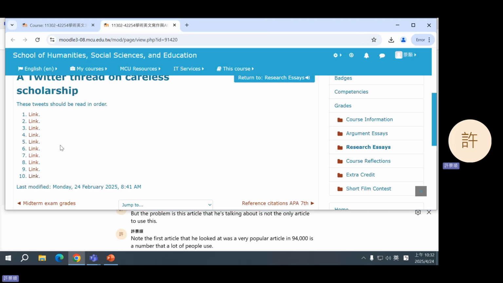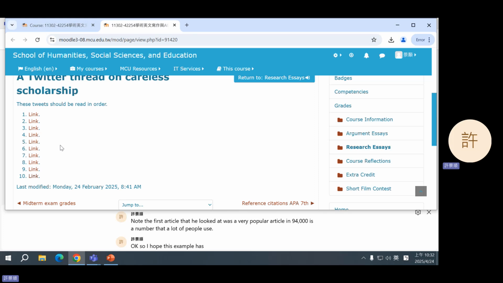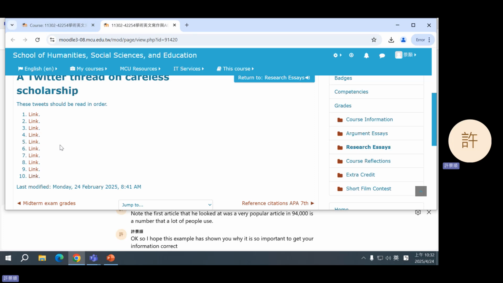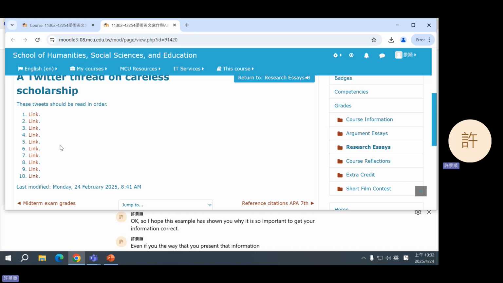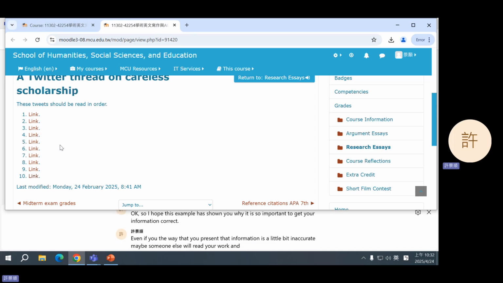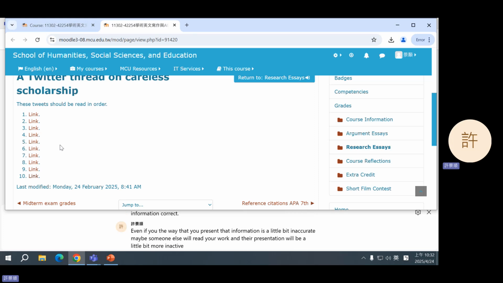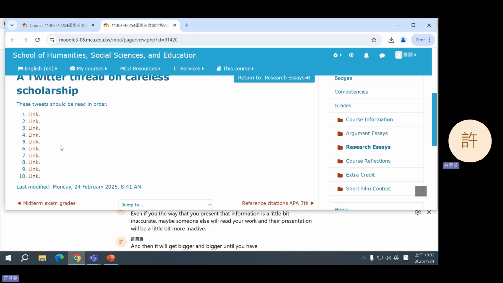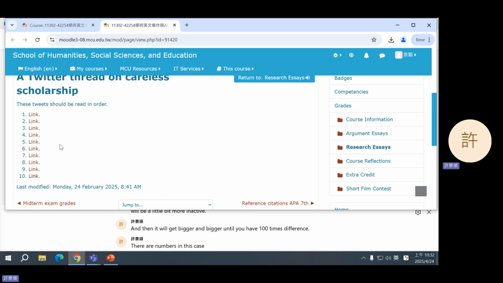Okay, yeah. So I hope this example has shown you why it is so important to get your information correct. Even if the way that you present that information is a little bit inaccurate, maybe someone else will read your work and their presentation will be a little bit more inaccurate, and then it will get bigger and bigger until you have a 100 times difference of numbers in this case. So accurate presentation of research is a very important thing to learn.